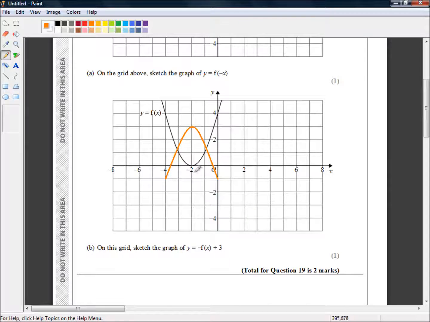And instead of being negative 2, 0, it'll be negative 2, 3. So we've just basically taken the mirror image, we've reflected it around the x-axis, and we've shunted it up 3 units.